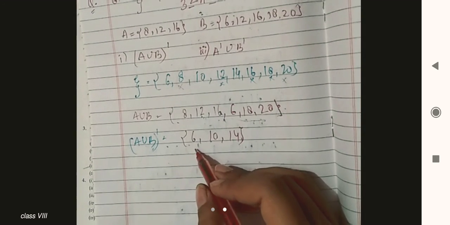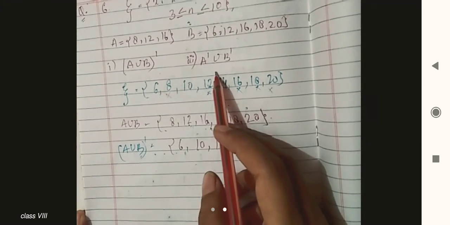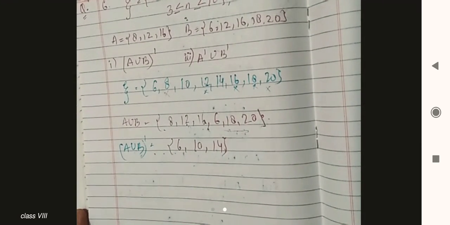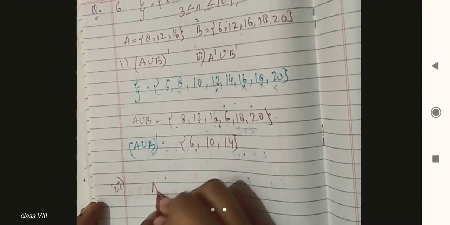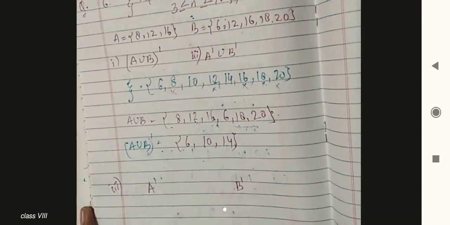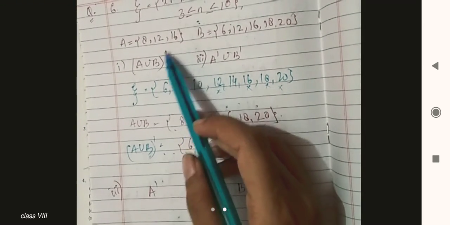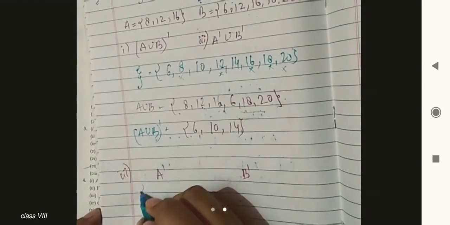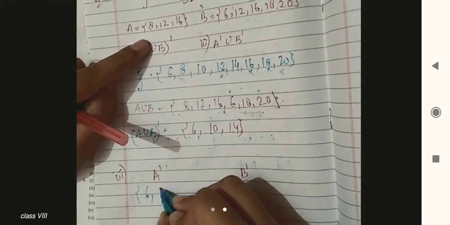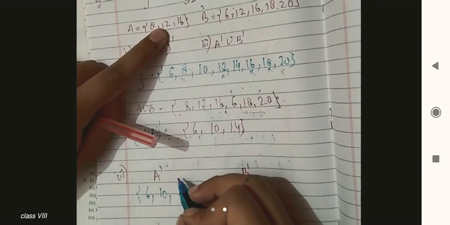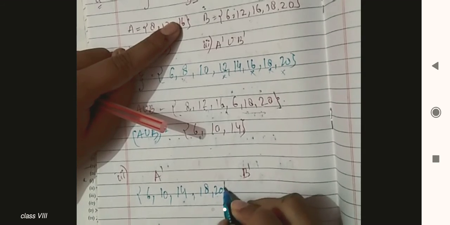The complement will be this. A union B complement will be this. And in this third part, A complement union B complement means this. First we will find out the A complement, then we will find out the B complement, and then we will take out the union. What will be the A complement? All the elements except 8, 12, 16. So look at your universal set. 6, 8 you will not write because it is already there in this. 6, 10, 12 is also there, you will not write. 14, 16 is also there, so you will not write. 18 and 20, this is your A complement.